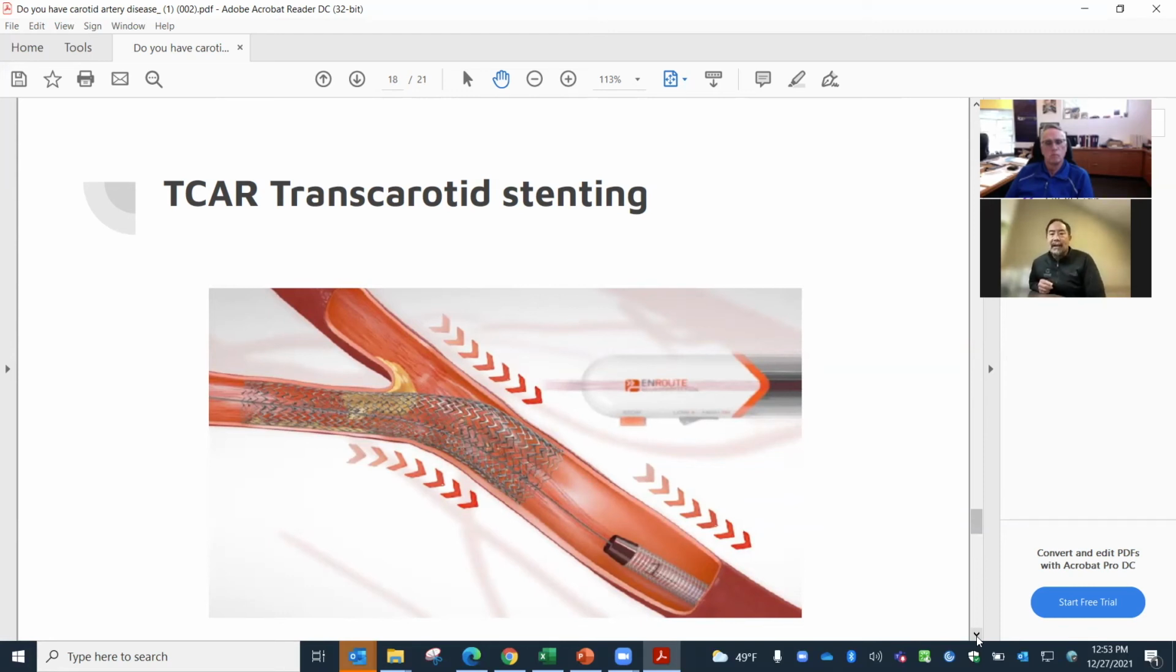So what is TCAR? This is called a transcarotid stenting versus what I just described earlier, a transfemoral, going through your groin artery. This is a stenting that's done through the carotid artery to stent the carotid artery. And there's a unique mechanism of this TCAR procedure in which, while you're working, we create what we call a reversal of blood flow.